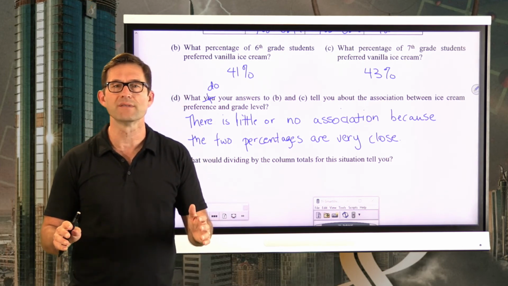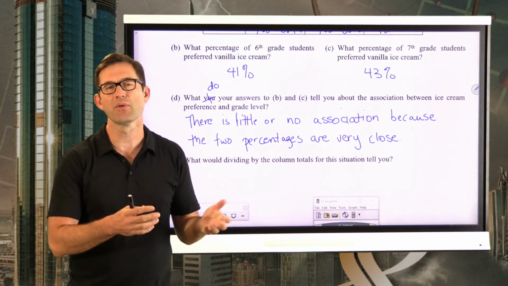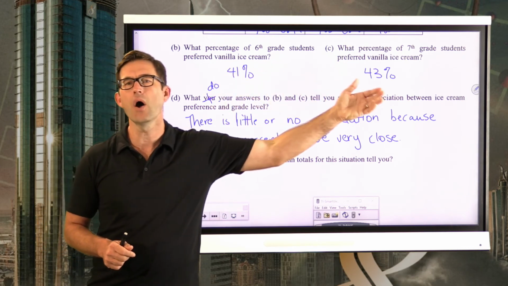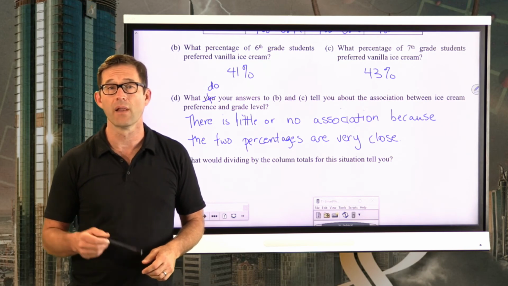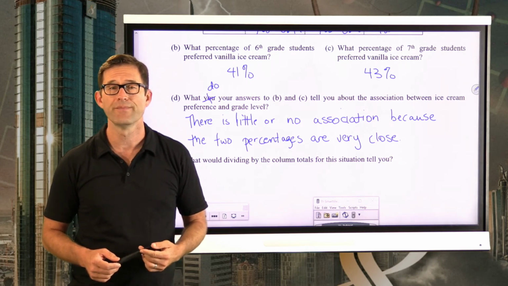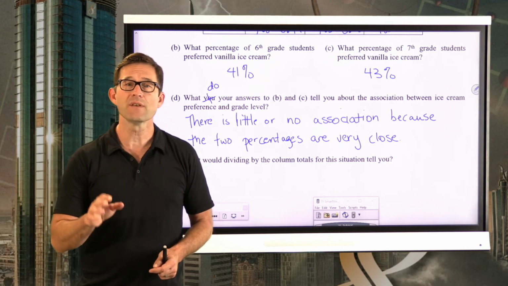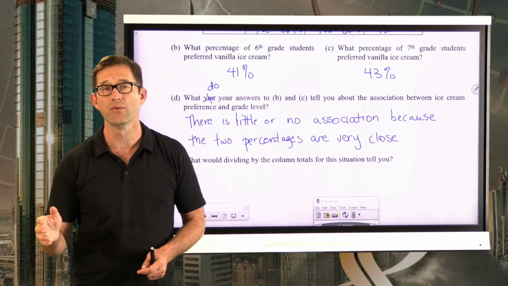But keep in mind, just like other work we've done in statistics, here we have only a sample. We took just a sample of 6th graders and a sample of 7th graders, and we see almost no effect of their grade level on whether or not they prefer vanilla or chocolate ice cream. Now, in both the first exercise and in this exercise, we specifically looked at dividing by row totals, and most of the time that's what you do.